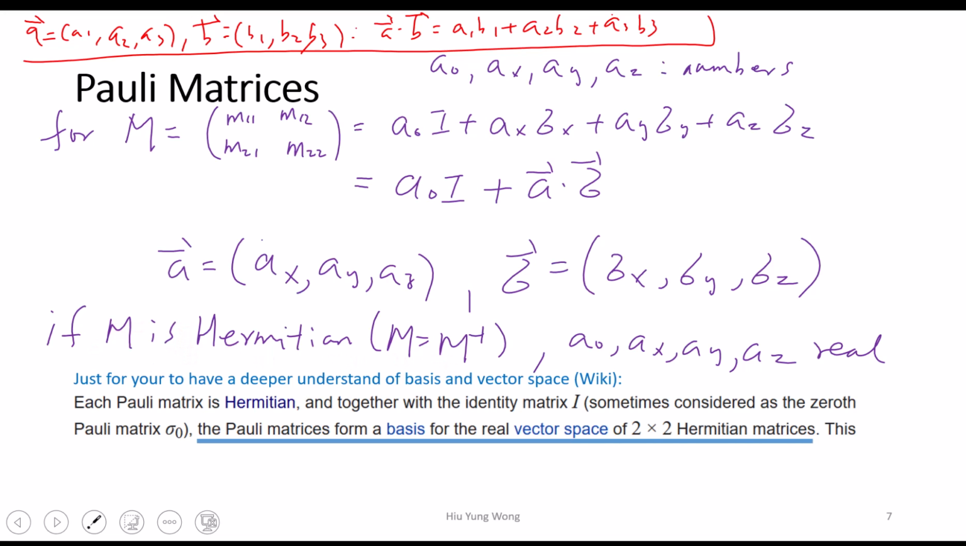But one important thing is, if M is Hermitian, and this M can be any matrix, then it is known from theory that these 4 numbers are real. We can decompose it into a linear combination of these spaces with real coefficients, right? And this is just to enhance the understanding. For example, if you read Wikipedia, it says each Pauli matrix is Hermitian. Together with the identity matrix I, sometimes called sigma 0, they form the basis for the real vector space of 2 by 2 Hermitian matrices, right? Real vector space. It's just like in our real 3D space, we always have real coefficients, and the basis is these 4 bases. Any questions?